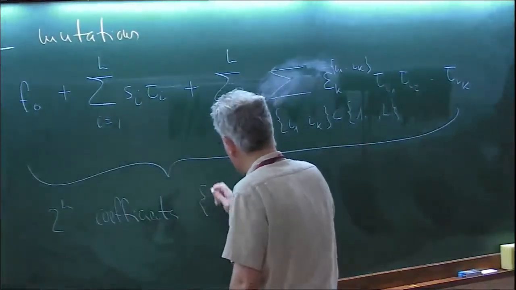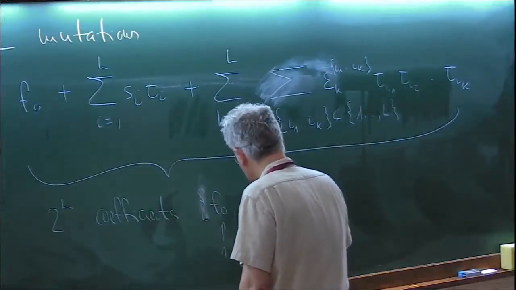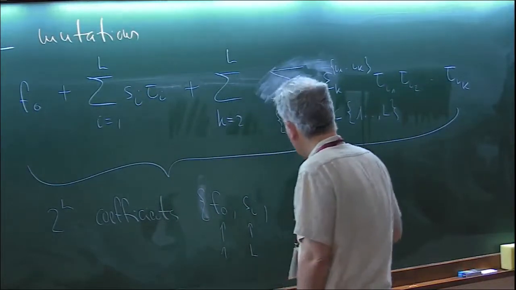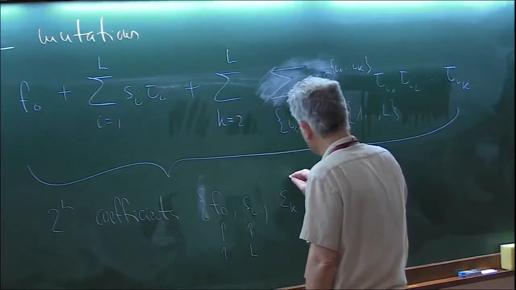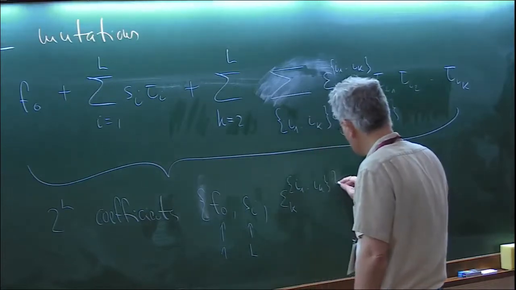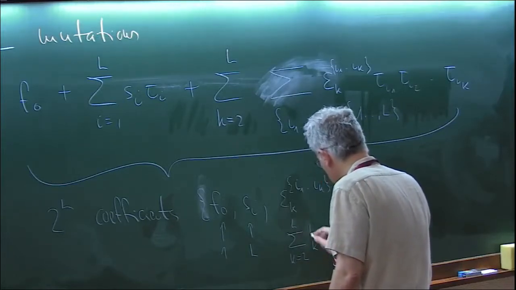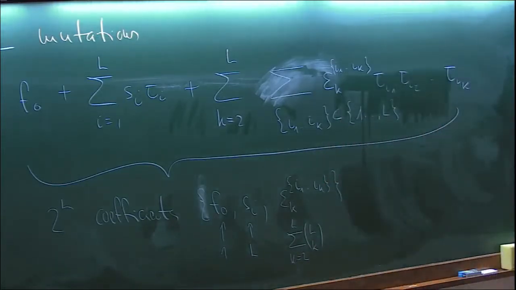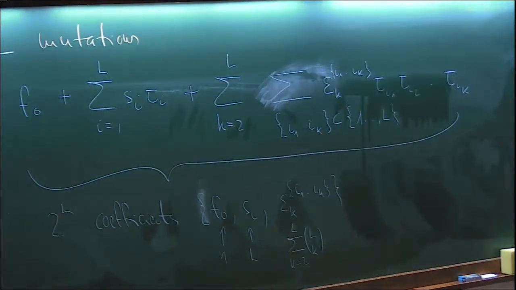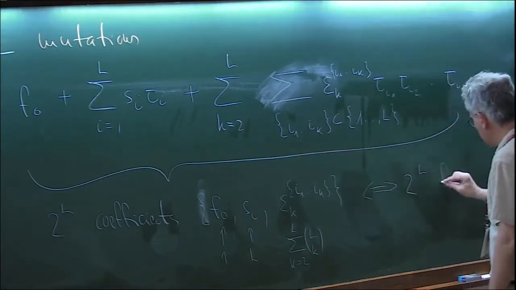And so these coefficients are F0, the S_i, so this is 1. These are L, and then the rest. And so here we'll have the sum from k equal to 2 up to L of L choose k. So altogether, this will be 2 to the L. And there are 2 to the L coefficients, and this is, of course, good because there are also 2 to the L fitness values. So this is a linear one-to-one transformation from the fitness values to these epistatic coefficients, right? So we have 2 to the L fitness values.